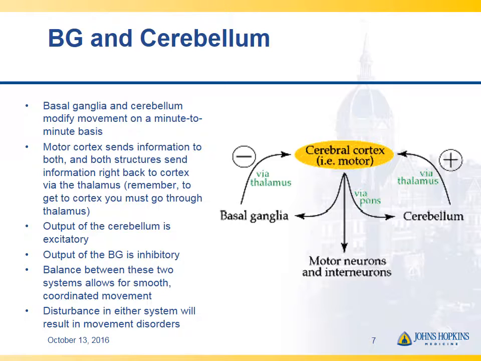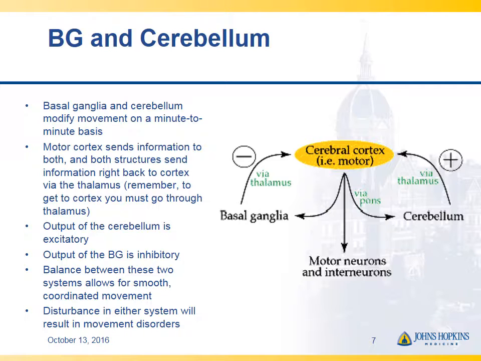The basal ganglia and cerebellum function together to refine motor movement. This schematic illustrates the feedback loops between the basal ganglia and motor cortex, as well as the cerebellum and motor cortex. You'll notice that in the schematic for both the basal ganglia and the cerebellum, information is relayed through the thalamus.